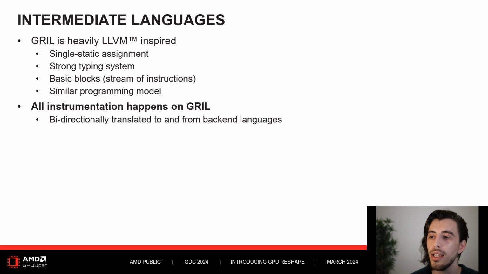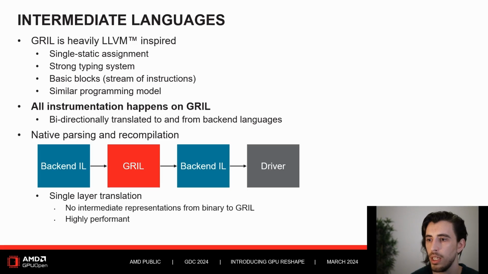What's most important is that all instrumentation happens on GRIL. Each validation feature has exactly 0 API visibility. And GRIL is essentially a common form IL that allows for bidirectional translation to and from the backend languages. On top of this, it's a native implementation, meaning it does not go through any other intermediate representations, so it's highly performant. It takes the binary IL, translates it to GRIL, and then back to binary IL, and finally to the driver.